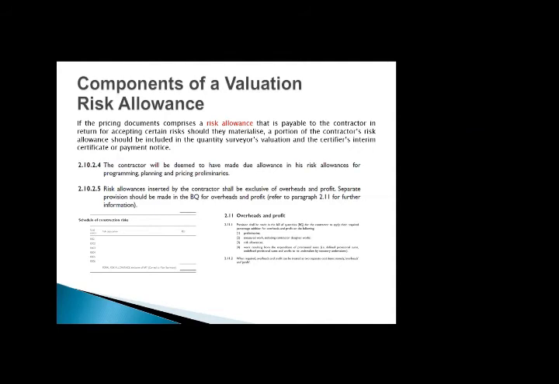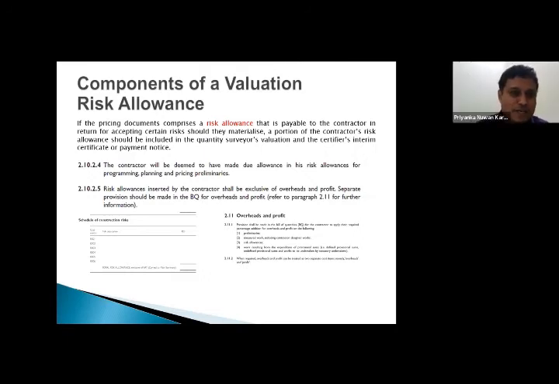Right? Anyway, okay. It says components of evaluation in risk allowance. If the pricing documents comprise a risk allowance that is payable to the contractor in return for accepting certain risks, should they materialize, a portion of the contractor's risk allowance should be included in the quantity surveyor's valuation. Okay, and the certifier's interim certificate or payment notice. Now, this extract which I have taken from the NRM2 says the contractor will be deemed to have made due allowance in his risk allowances for programming, planning, and pricing preliminaries.